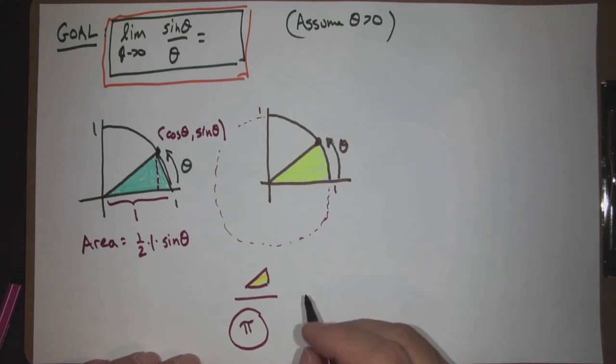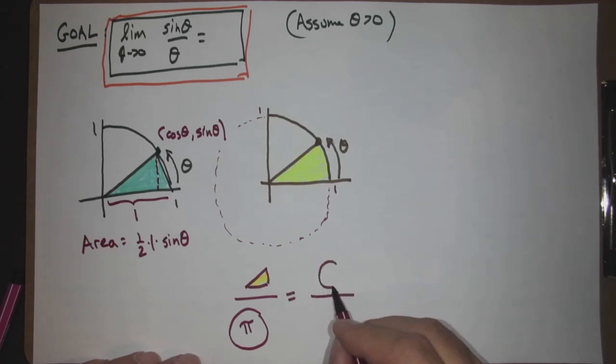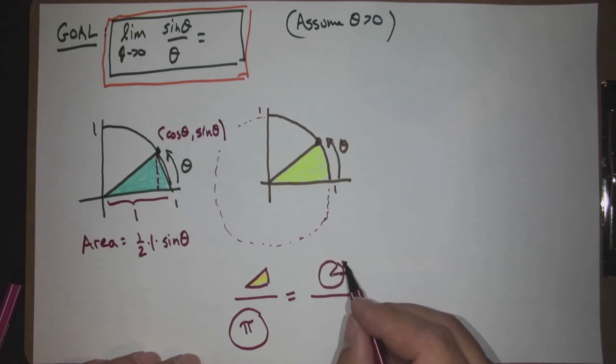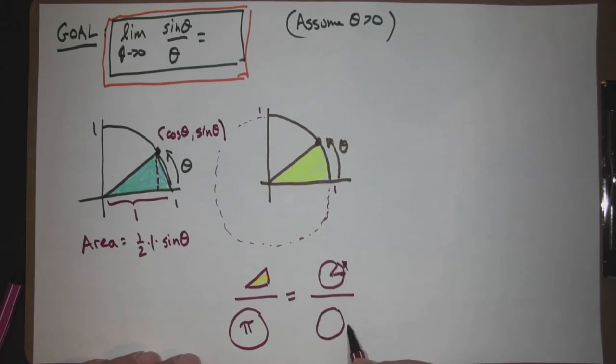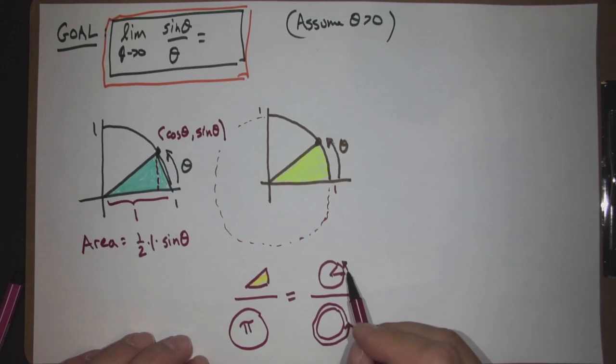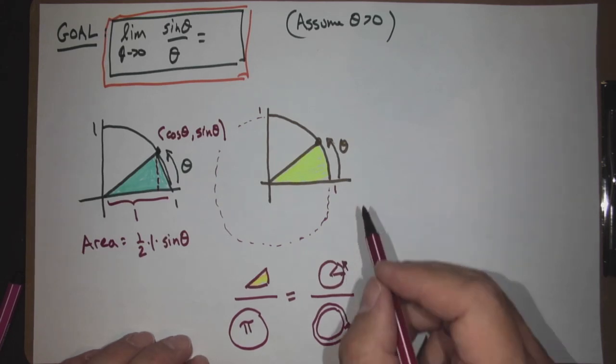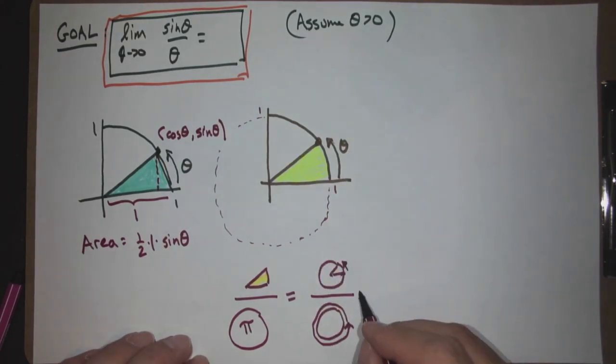Yes? This is the same as if I just take this part, this angle, versus if I go all the way around. So in other words, it's proportional. The same proportions. Now, this angle has a name. We gave it a name. It's theta. What's all the way around a unit circle? 2 pi.